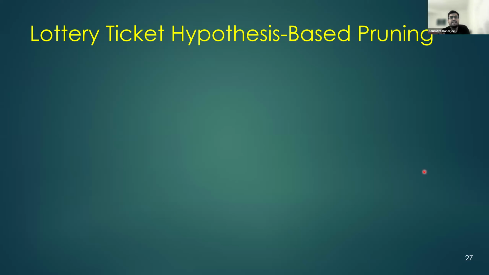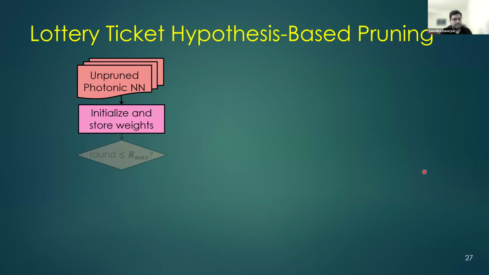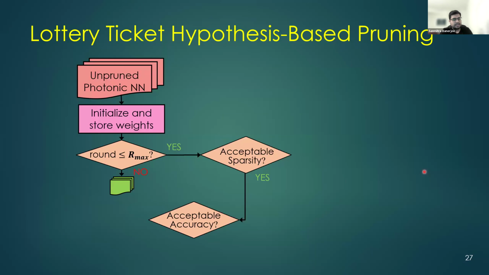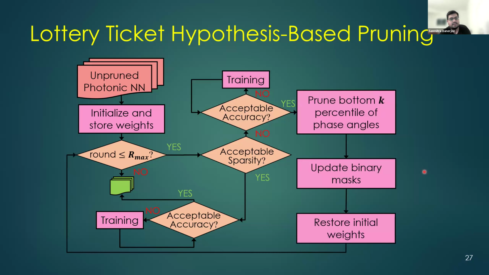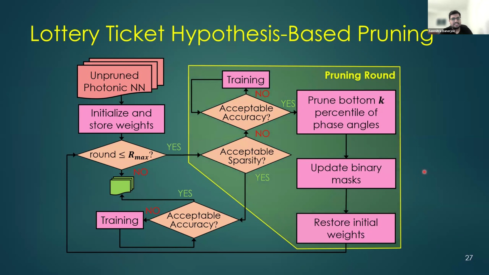We observe that while this takes a few more rounds of fine tuning because we are always reinitializing back to its original value, we are achieving a much higher sparsity. So in the interest of time, I'll not cover the flowchart in detail, but basically this is exactly what I discussed. The main step is this one here. All of these are just loops where we check whether we have acceptable sparsity or accuracy. But the main step is this one.